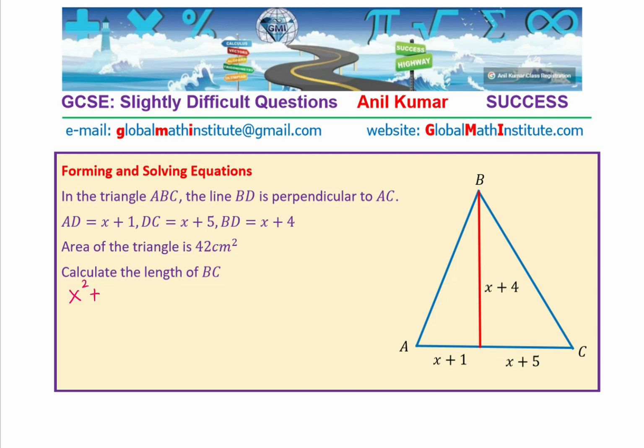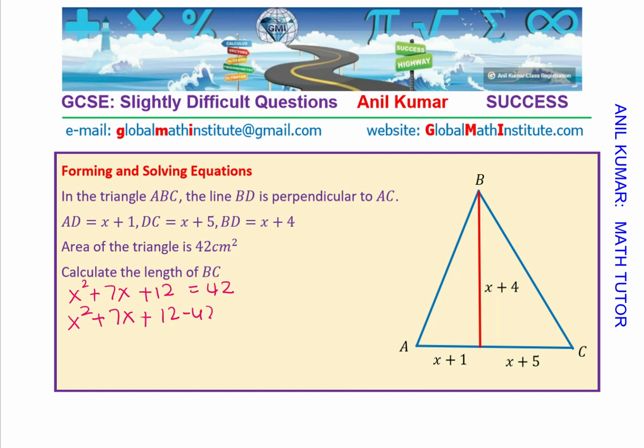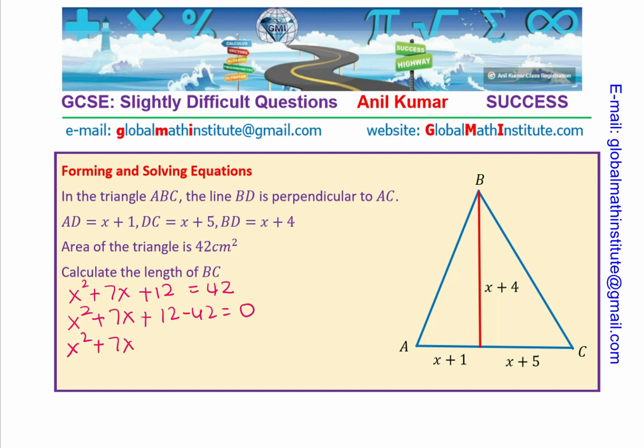X squared plus 7x plus 12 is equal to 42. Clear? Only variable unknown is x, correct? So we'll rewrite this as x squared plus 7x plus 12 minus 42 equals 0. X squared plus 7x, and that gives you what? Minus 30, right? Equals 0. Now at this stage, you can actually factor.